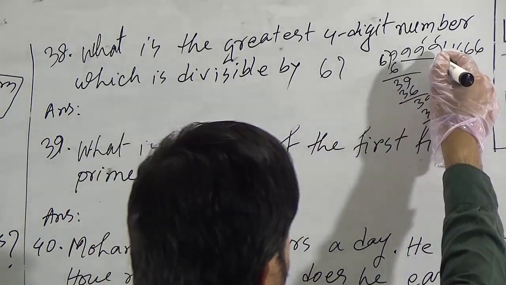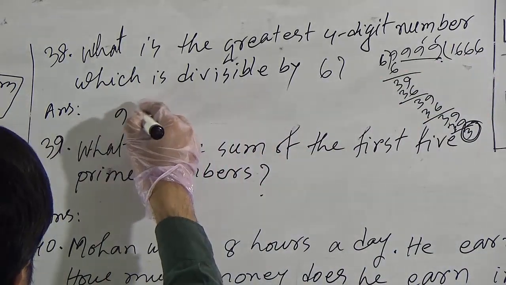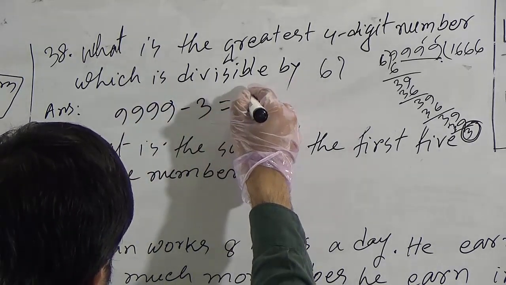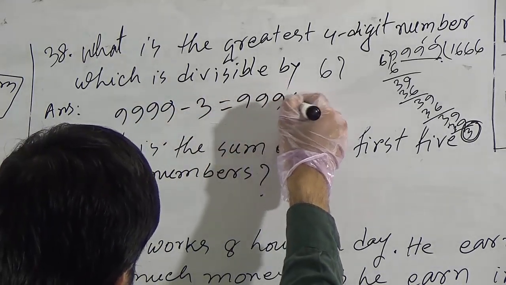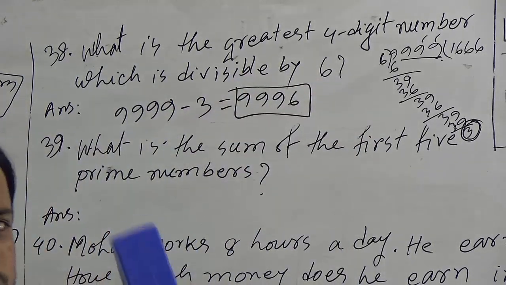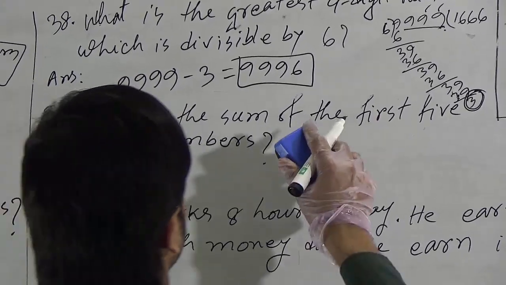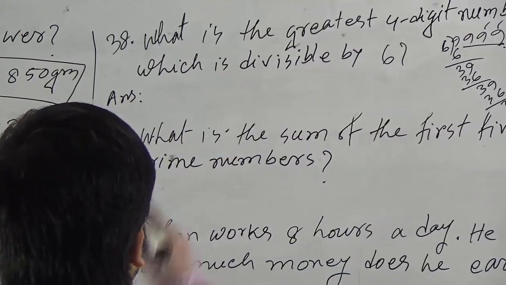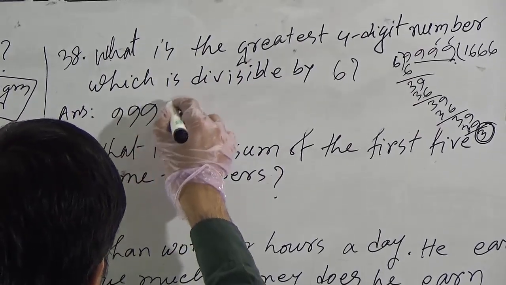So if we subtract 3 from this number, 9999, we will get 9996. This is our required number. We can solve this problem in both methods. So you can say our required answer is 9996.